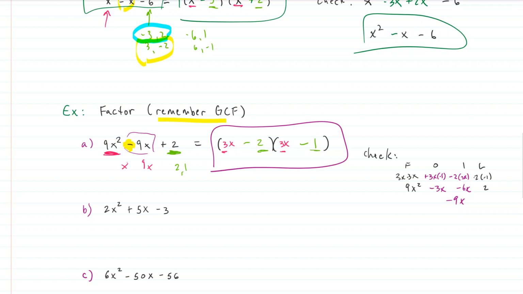2x squared plus 5x minus 3. That's the next example. And again, if we're just guessing, we're going to do the reverse FOIL. So we're looking for the first two terms, and those are strictly associated with 2x squared. So let's say 2x and x, because that's one of the best options for two things that multiply together to give us 2x squared, right? 2x and x.